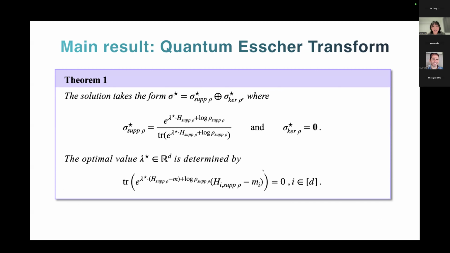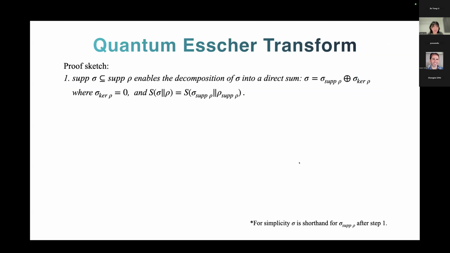This is a difference from the classical form, and there are two forms, which is one sigma within the support of rho and another within the kernel subspace of the rho, and the lambda star, the optimal value, satisfies this trace form from the solution to the problem. And for the proof, let's go through the proof script.